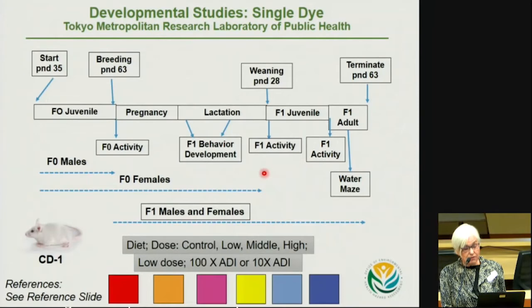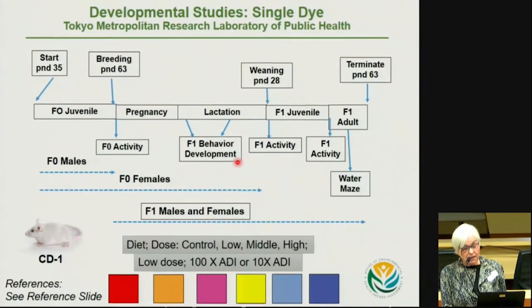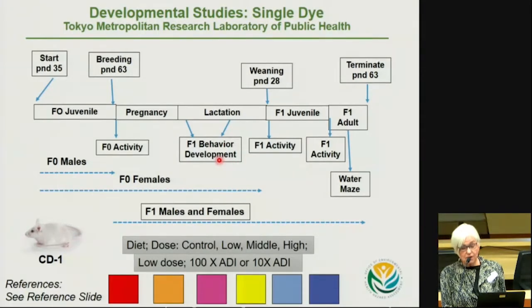These are behavior tests that were done. Behavioral development during the lactation period. And this is in the offspring, the F1 generation. The parents are called the F0 generation. There was an activity test shortly after weaning during juvenile development, and another activity test after puberty in the young adult animals. Also, in these studies, they decided to measure the activity of the parents. So both of the parents were looked at before they were bred in the activity assessment.